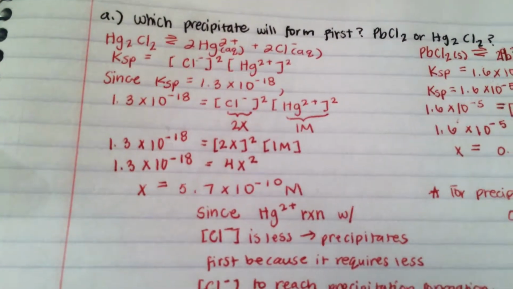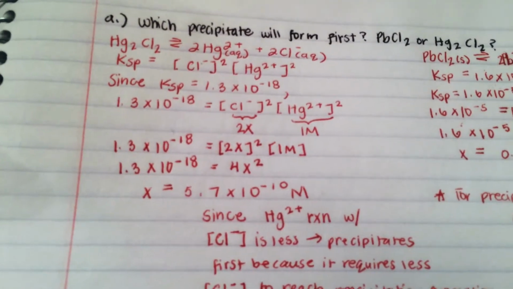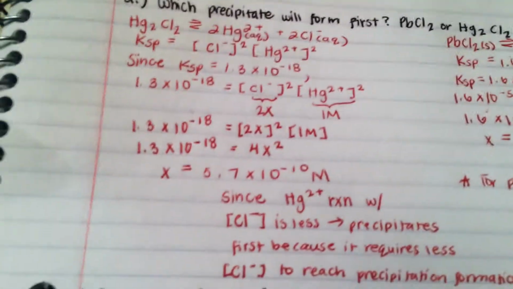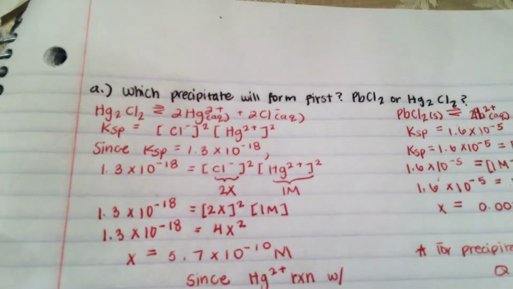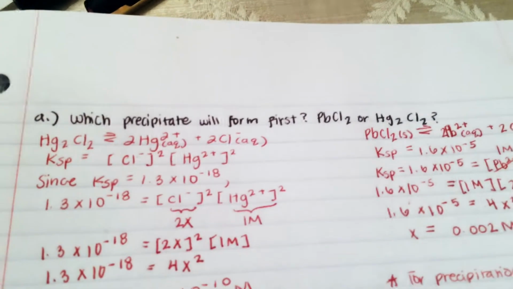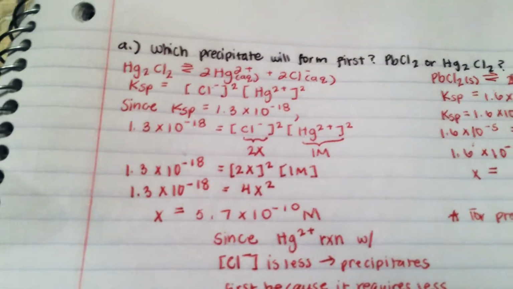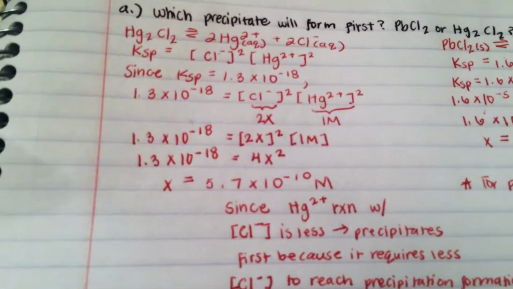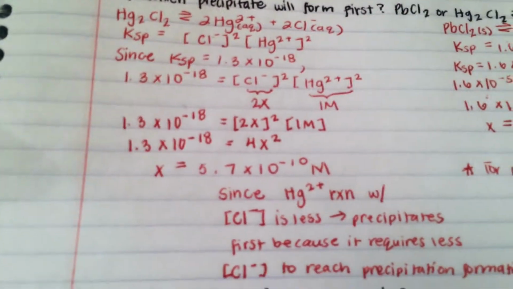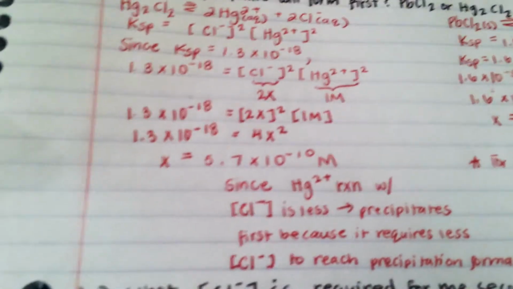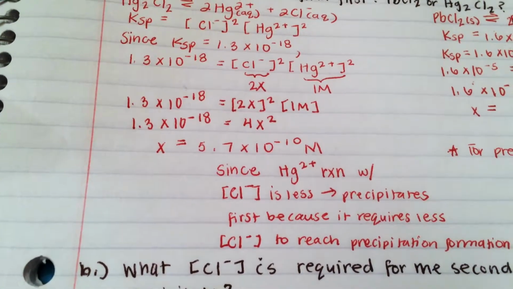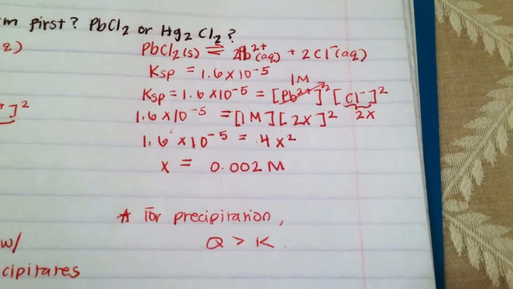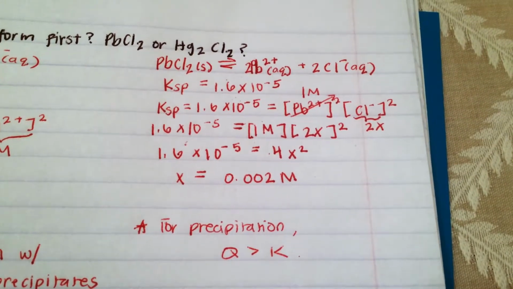So we know that Hg2 2+ and Pb2+ are both 1 molar, given from our original problem. Right now we can substitute Cl minus for 2x since there are 2 of them. If we were to construct, say, a hypothetical ICE table, we would add 2x to the products since there are 2 moles. So here we would set 1.3 times 10 to the minus 18th equal to (2x) squared times the 1 molar. Simplifying, we get x is equal to 5.7 times 10 to the negative 10th molar. Doing the same for Pb, we get x is equal to 0.002 molar.